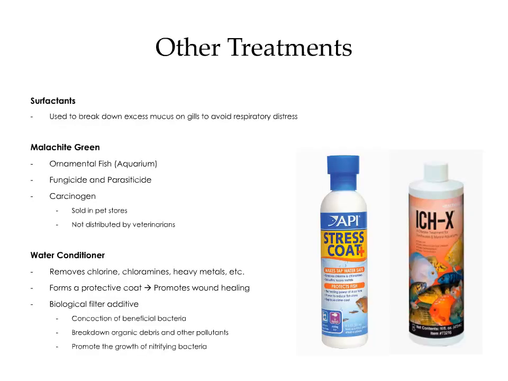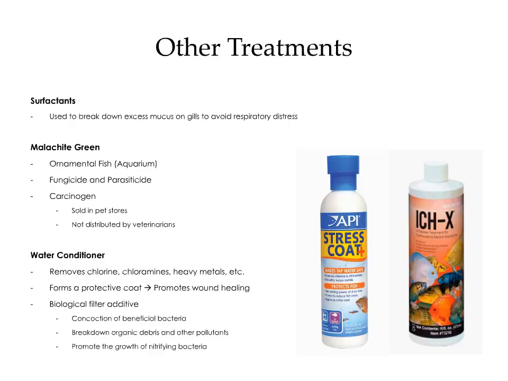Diseases treated with sulfonamides include Aeromonas salmonicida, Vibrio anguillarum, and Flavobacterium. Other treatments you may come across include surfactants, which are used to break down excess mucus on the gills to avoid respiratory distress. Malachite green can be used to treat ornamental fish for fungal and parasitic infections. However, this is a carcinogen. Although it's sold in pet stores, it should not be distributed by veterinarians.